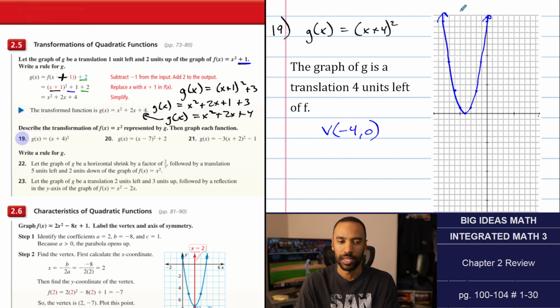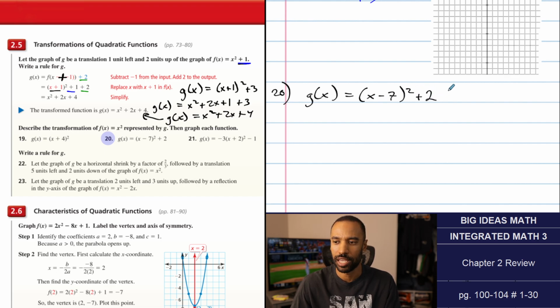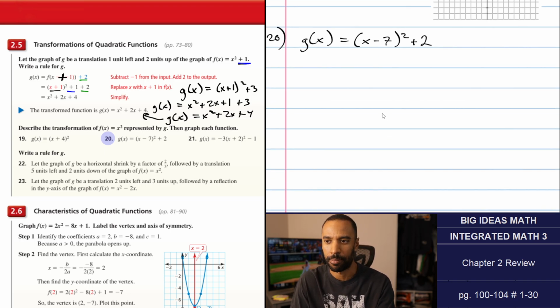All right, let's go to number 20. 20 and 21 are also in vertex form, so I'm not going to pretend like they're not. I might even do the graph first and the description after. I think it's worth that we understand both forms of it. g(x) = (x − 7)² + 2. Not to say that vertex form ain't doing anything that the transformations don't describe and vice versa.